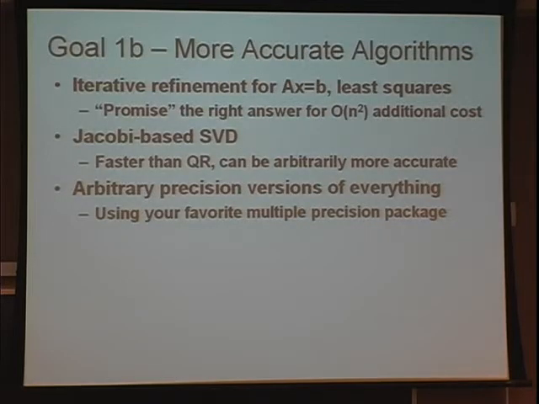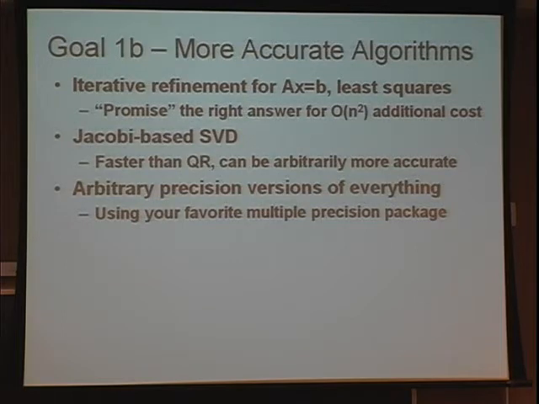I'm going to move on now to more accurate algorithms and getting a better answer. And there are going to be 3 highlights here. The first one is iterative refinement for solving AX equal B or least squares. And the goal there is we're going to promise you the right answer. I have to put promises in quotes because of lawyers and stuff. We don't have a proof. So promise the right answer for order n squared extra work. We're going to guarantee that the error bound is very small, without interval arithmetic or any of the techniques that are usually used in that world. I'll spend most of my time on that.